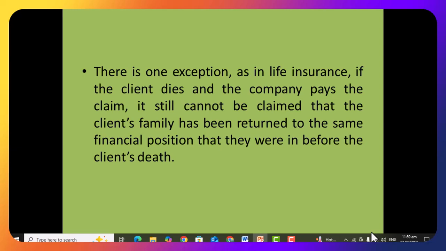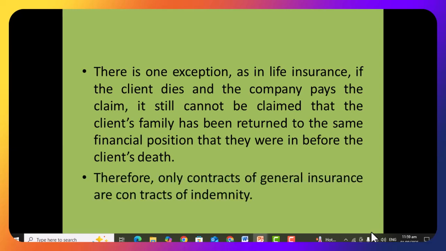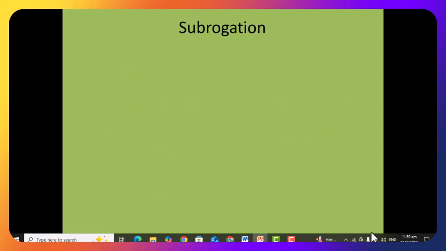So if the client dies and the company pays the claim, it still cannot be claimed that the client's family has been returned to the same financial condition that they were in before the client's death. So therefore, only contracts of general insurance are contracts of indemnity. Then comes the principle of subrogation. Subrogation is basically an extension of the indemnity principle.